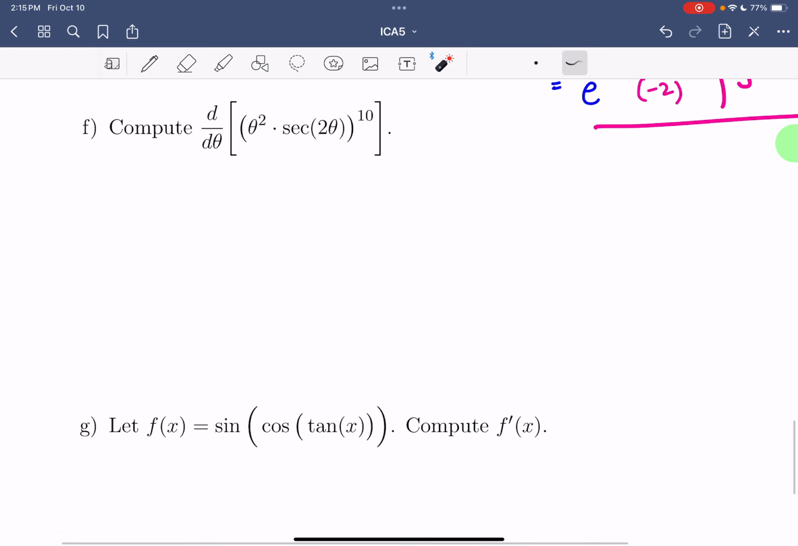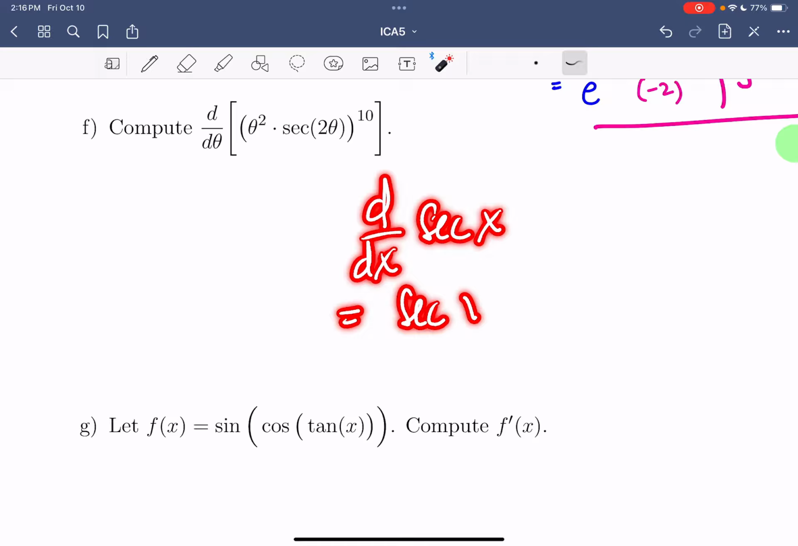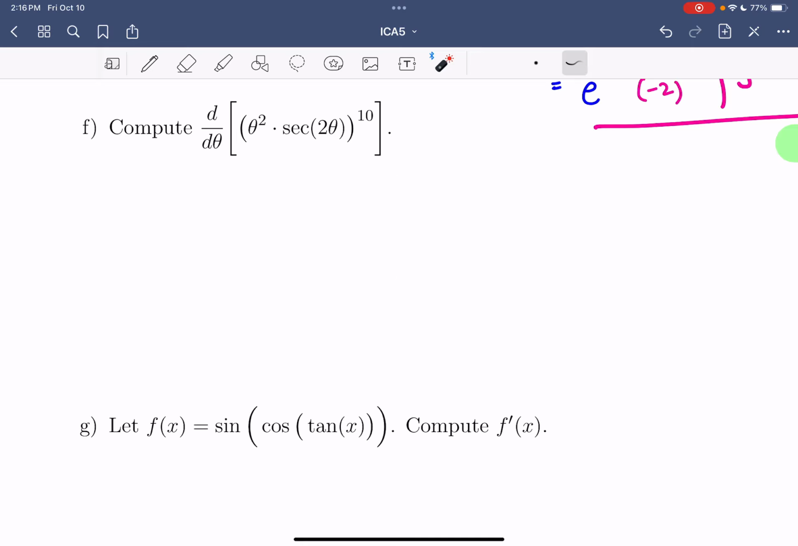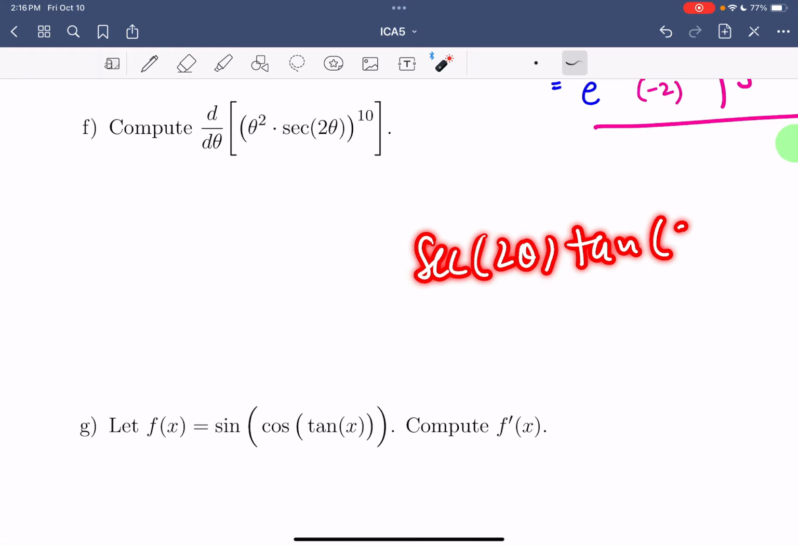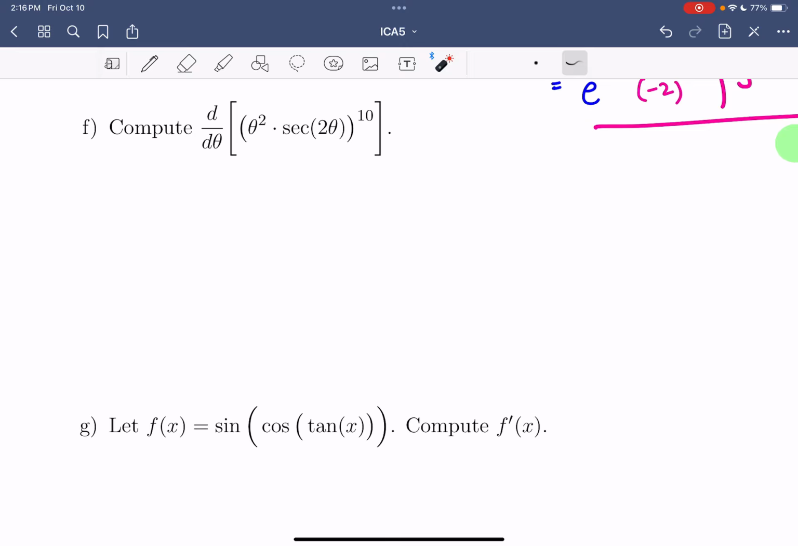Okay. I don't know why I decided to use secant. The problem with secant is that the derivative with respect to x of secant of x is equal to secant of x tangent of x. So when you have a composition of functions, when you replace theta with 2 theta, now it turns into the chain rule, but it'll look ugly because the derivative of secant 2 theta will be secant 2 theta tangent 2 theta times the derivative of the baby, which is 2. But let me just do it.